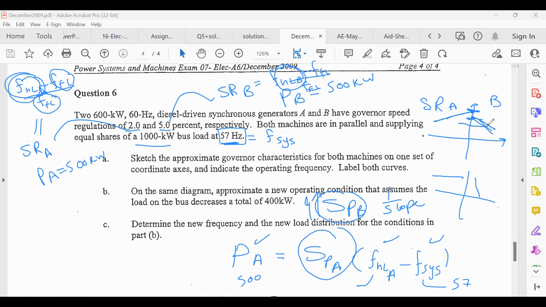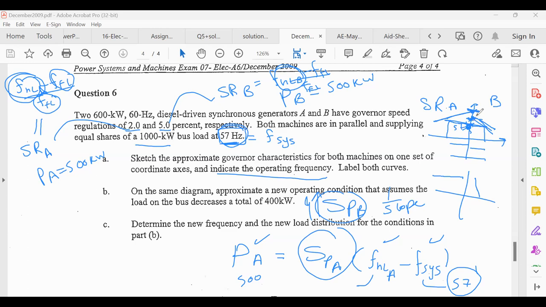At the end, you will have your load. Let's say this is your load, 500 here, 500 there. Total is 1,000. And this is your operating frequency. Can you calculate the operating frequency? They said indicate the operating frequency. It's this point. But can we calculate it? It's the 57. It's already given here. So this one is 57.